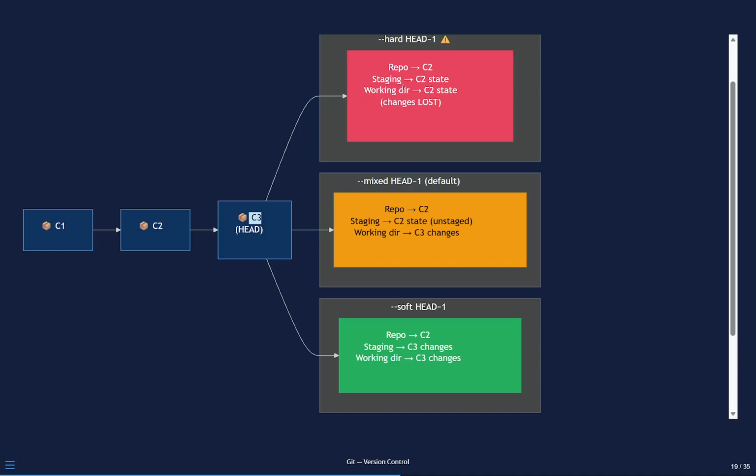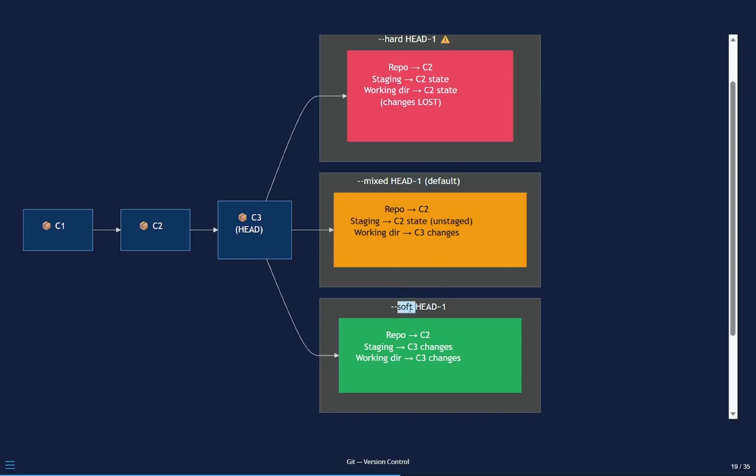Soft. Git moves the repository back to C2, meaning C3 is no longer the HEAD commit, but it moves C3's changes into the staging area. Your working directory still shows C3's state. It is as though you ran git commit, but then uncommitted it. Your changes are safe and staged.